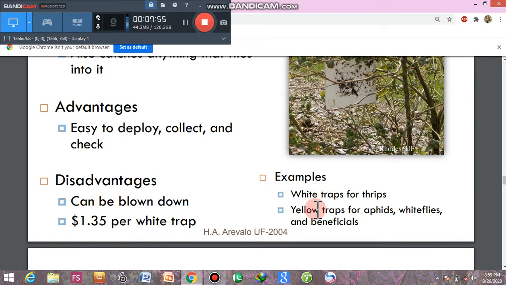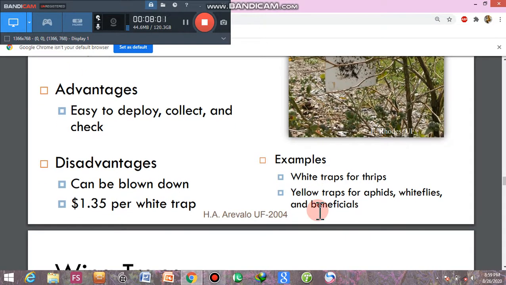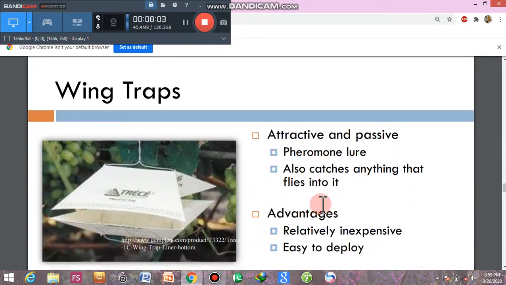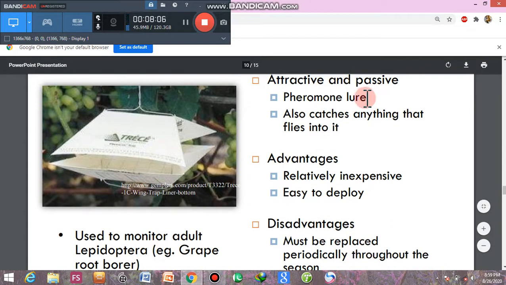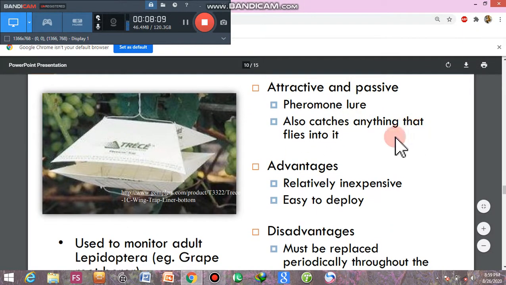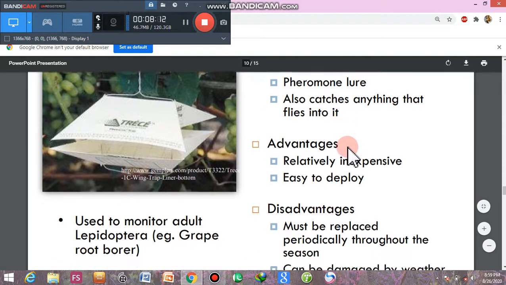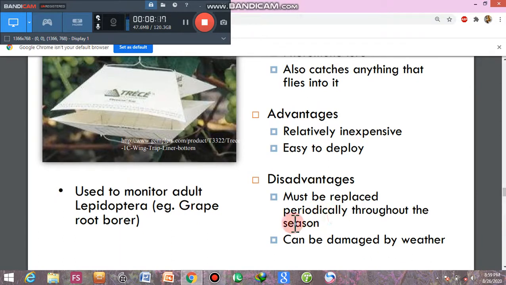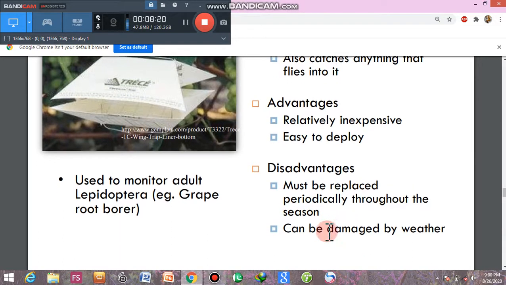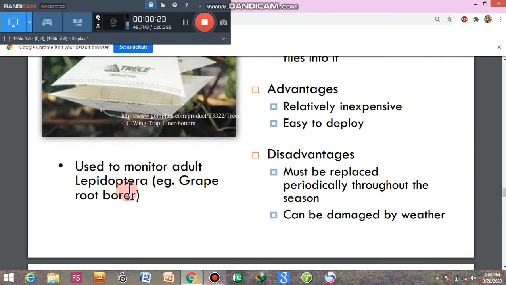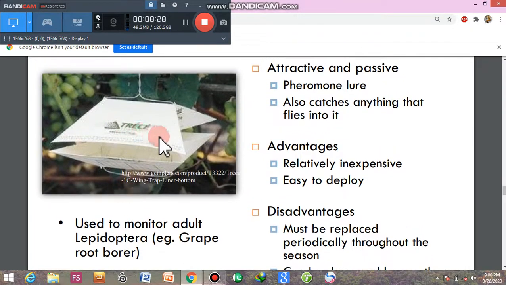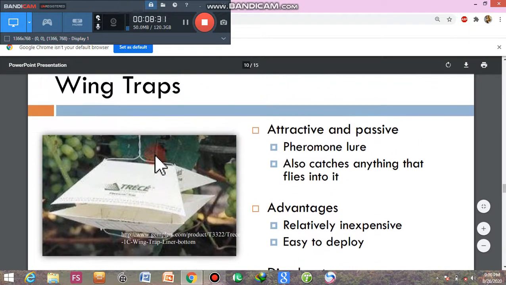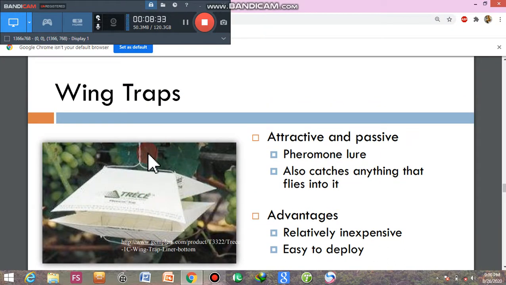Why are different colors of traps used? Because different insects are attracted toward different colors. Wing traps, attractive and passive, with pheromone lure, also catch anything that flies into them. Advantages: relatively inexpensive, easy to deploy. Disadvantages: must be replaced periodically throughout the season. It can be damaged by the weather. It is used to monitor adult Lepidoptera, for example grapefruit borer. These are the kind of ring traps used in the crops.